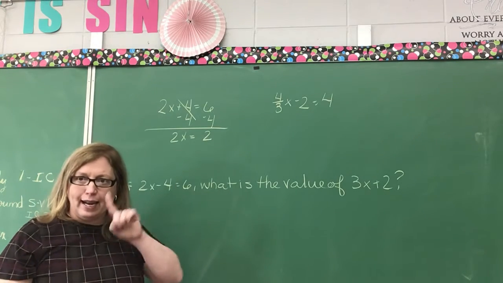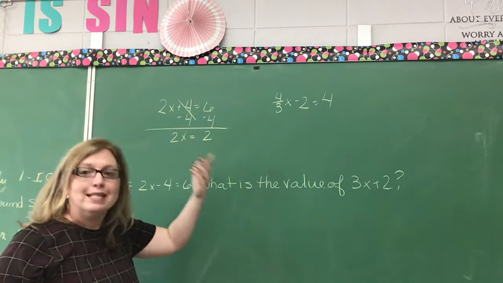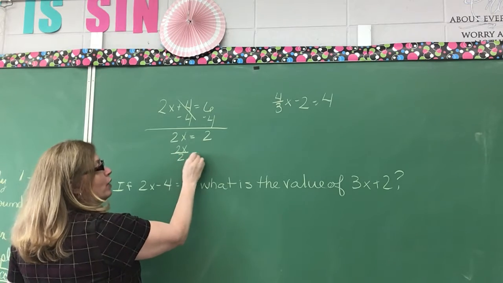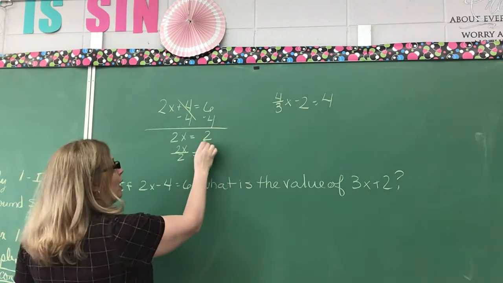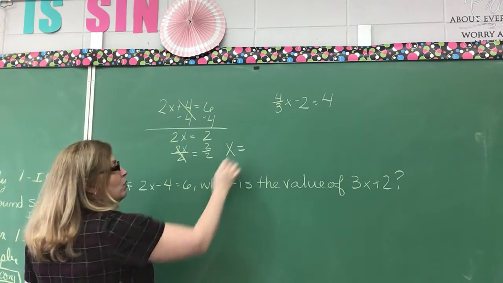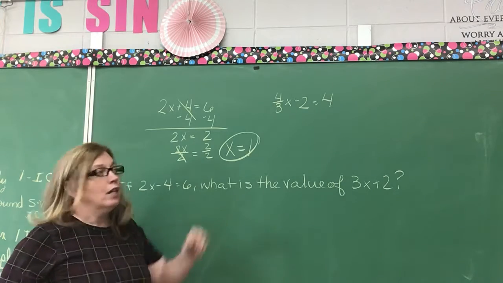Now, again, I do the opposite of what it says. It says to multiply by 2, so I'm going to divide by 2. So 2x divided by 2, whatever I do on the left, I must do on the right, is 2 divided by 2. This is going to cancel. So x equals 2 divided by 2 is 1. X equals 1. Let's look at this one.